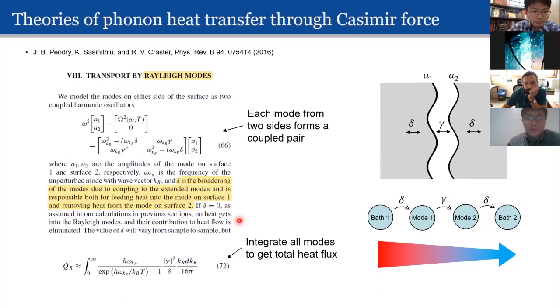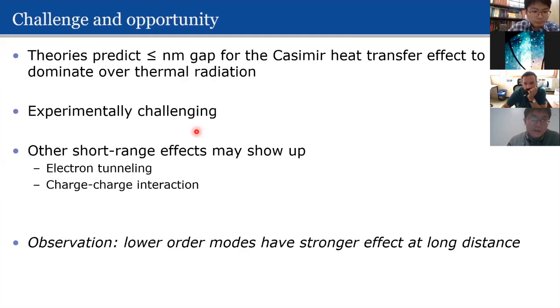In his paper, as a further step, he integrates all the modes and gets the total heat flux. So now these are the three predicted theories. They all predict that if the two solids have a gap in the nanometer or sub-nanometer range, then this Casimir heat transfer starts to dominate over thermal radiation.